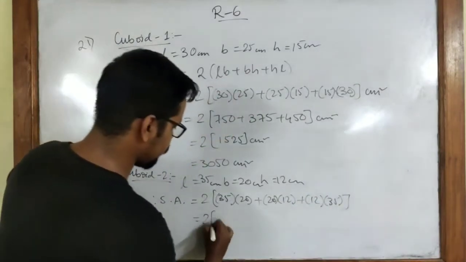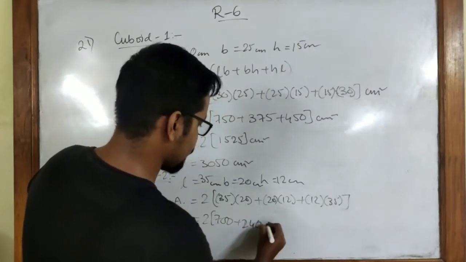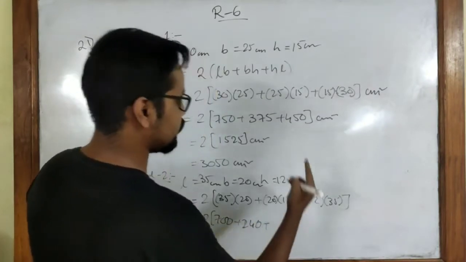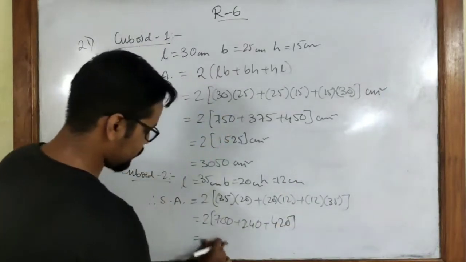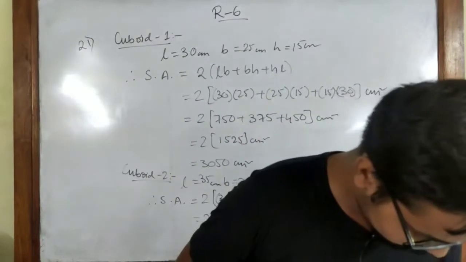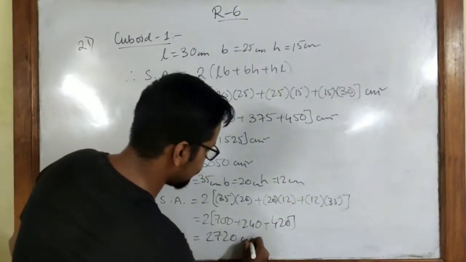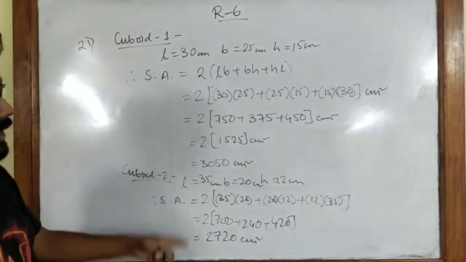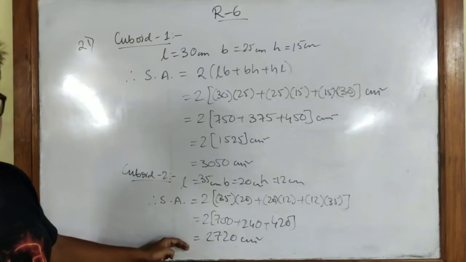So if we do the calculation, it is 700 plus this is 240 plus this will be again 350 plus 420. So what is the answer for this one? The surface area is 2720 centimeter square. So which one is greater? If you have to compare, obviously surface area of cuboid 1 is greater than surface area of cuboid 2.